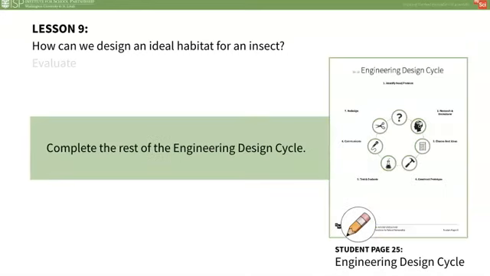Afterwards, ask the students to fill out the rest of their engineering design cycle handout if they have not done so already. If you are considering using any part of this lesson as a formative assessment, you could grade students on their response to the prompt: describe how the mealworm used its structures to respond to its environment. Explain how this response, the behavior, might aid in the mealworm's survival.